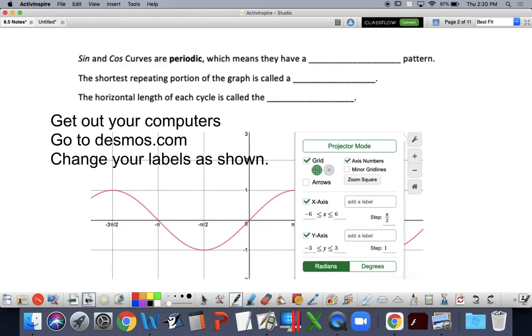So do we see that the sine curve, right, it repeats over and over and over again. So what we call these sine and cosine curves are periodic, which means they have a repeating pattern. Okay, so now let's have our notes out. It also would be great if you have your unit circle or a copy of that unit circle out as well. We're going to be referring to that a little bit.